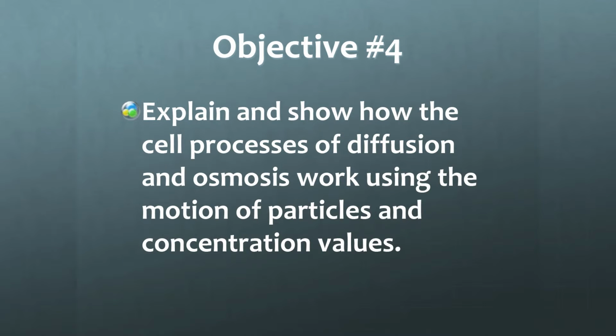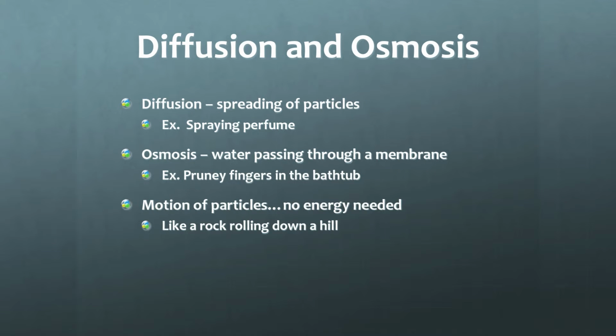So objective number 4 is to show and explain how diffusion and osmosis work in a cell and how they are changing with the motion of particles and how concentration values come into play. So first, let's review. Diffusion is when the particles are spreading out, like spraying perfume. It starts very concentrated at the point of the spray and eventually will spread out so that it's throughout the room. Osmosis is a kind of diffusion, but this is where water is passing through a membrane.